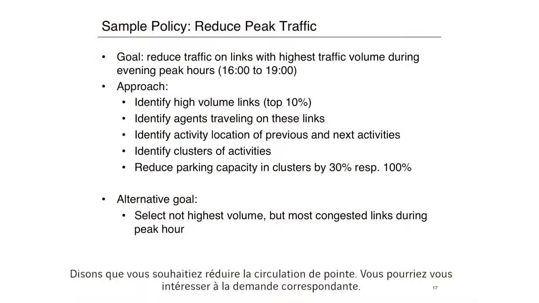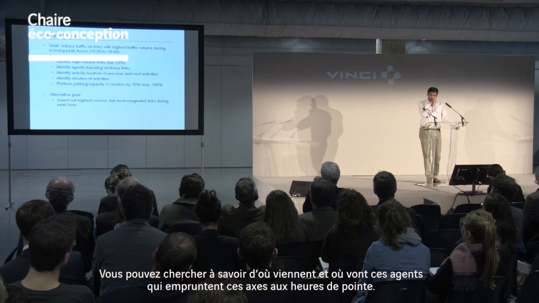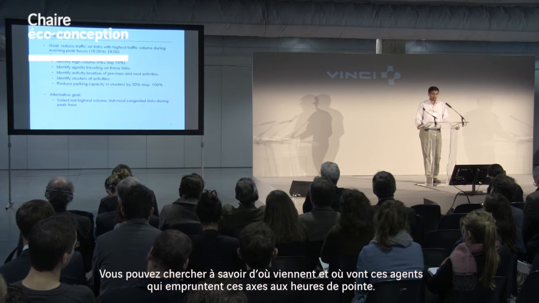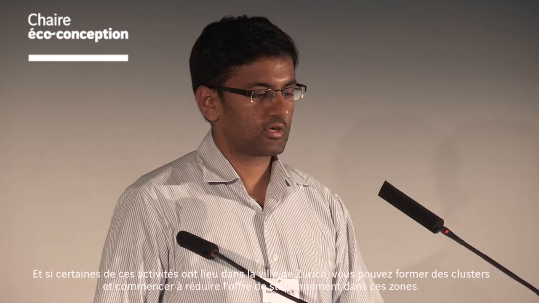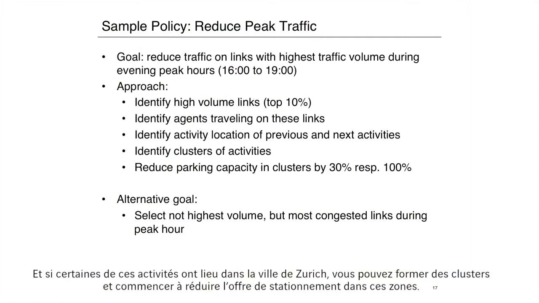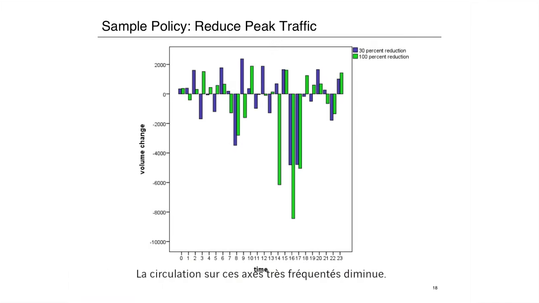Let's say you would like to reduce peak traffic. You could look at the peak demand. You can find out where these agents are coming from or going to, which travel during peak hours on these links. And if some of these activities are happening in the city of Zurich, you can form clusters and start reducing the parking supply in those areas. The traffic on these highest volume links goes down.